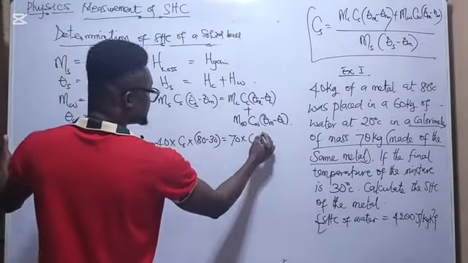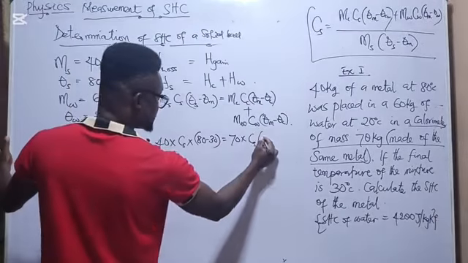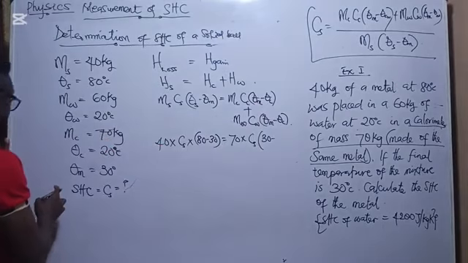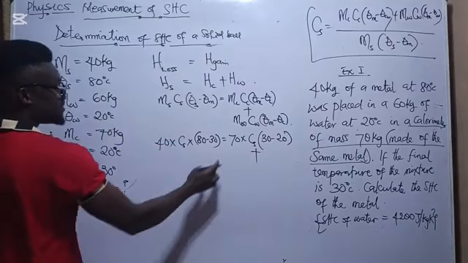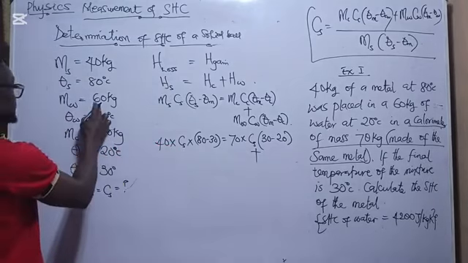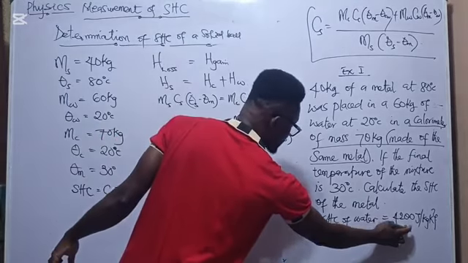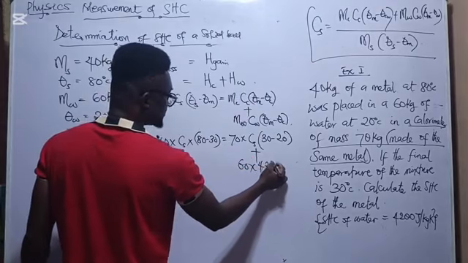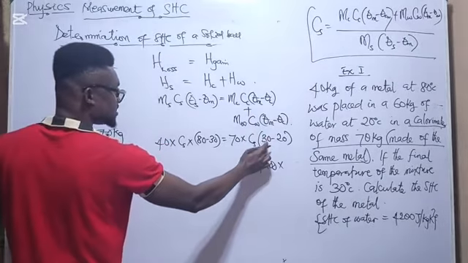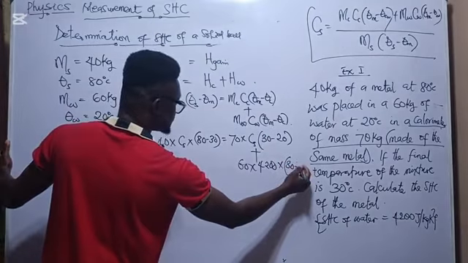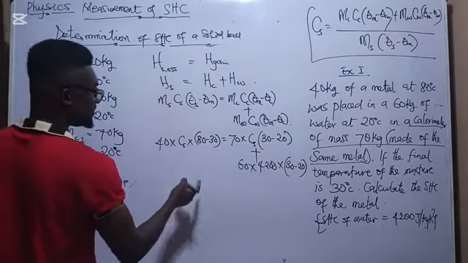So we have the temperature difference, which is 30 minus the temperature of the calorimeter, which is 20. Then plus mass of the water, which is 60 kg, times specific heat capacity of the water, which was given as 4,200. Then times the temperature difference. The temperature difference is the same with that of the water, so that of the calorimeter and the water are the same. So at this point, we simplify.